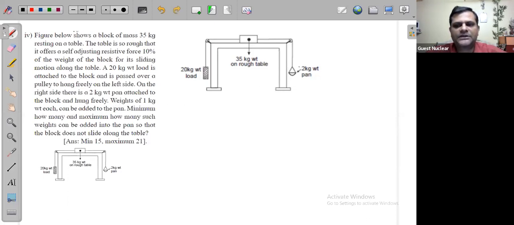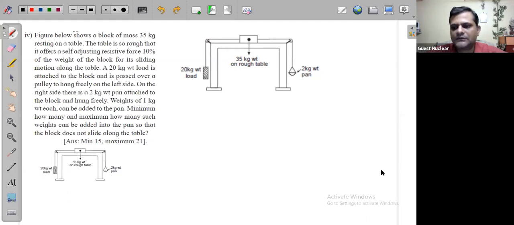देखो यहाँ पे मतलब जैसे एक किलोग्राम ऐड कर दिया, फिर से 1 किलोग्राम और एक किलोग्राम, इस तरह से. पैन का खुद का वेट तो 2 किलोग्राम है, but we can just add a weight of 1 kilogram each in the pan. Okay, the minimum how many and maximum how many such weights can be added into the pan so that the block doesn't slide along the table. Okay, that means what we want is a minimum how many weights should be added to the pan so that block doesn't slide along the table, and maximum how many weights can be added to the pan so that the block doesn't slide along the table.